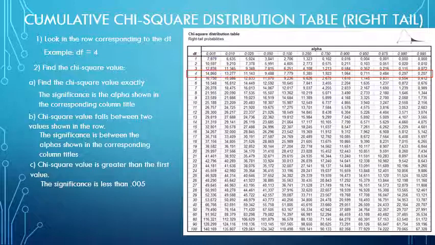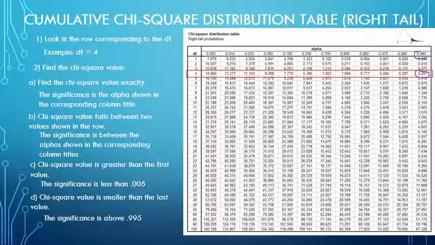Yet another option might actually be that the chi-square value is smaller than the last value. So if, for example, our chi-square value would have been 0.1, then it would have been smaller even than this one. And in that case, the significance will be above the 0.995.